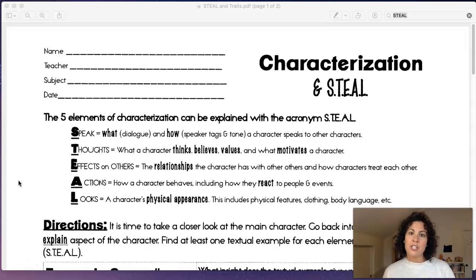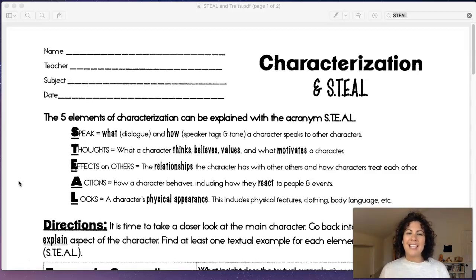One, what do characters speak, right? What dialogue, how do they speak? Their interactions, all of those types of things. Second are their thoughts, what the character thinks, believes, what they value, and what motivates the character. We can often use inner thinking, one of our techniques, to show this.